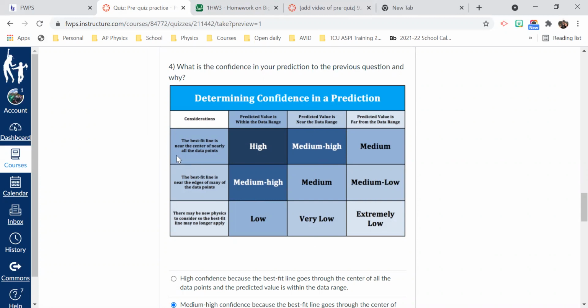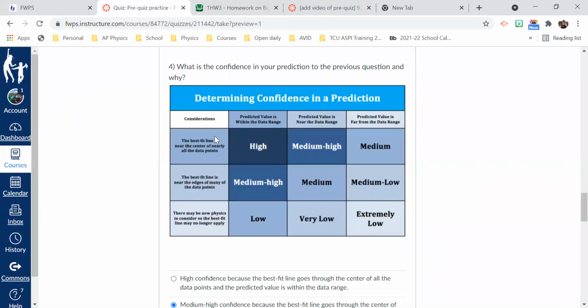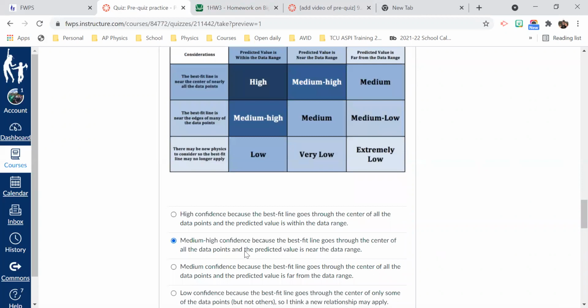The other consideration is where that best fit line lies on your data points. Do the data points lie right on the best fit line? Are they close to it, or are they way outside? They're right on it. So hopefully that leads you to the medium high prediction, and you bring in both of those considerations. Medium high, because the best fit line goes through the center of all of the data points, and because the predicted value is near the data range.